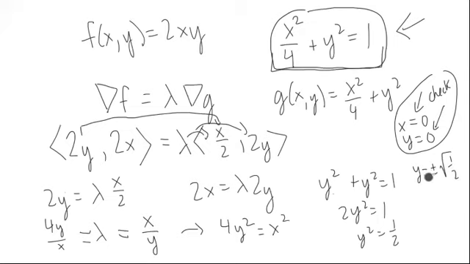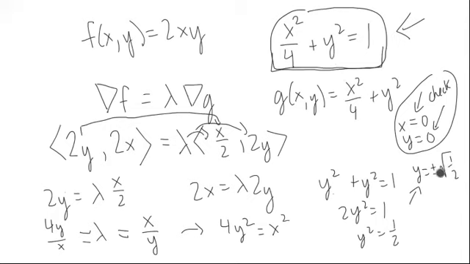Okay, so we've narrowed down some possibilities here. We have this right here to look at, and since we're on an ellipse, that actually determines exactly what x is. I mean, we could take a look at that.